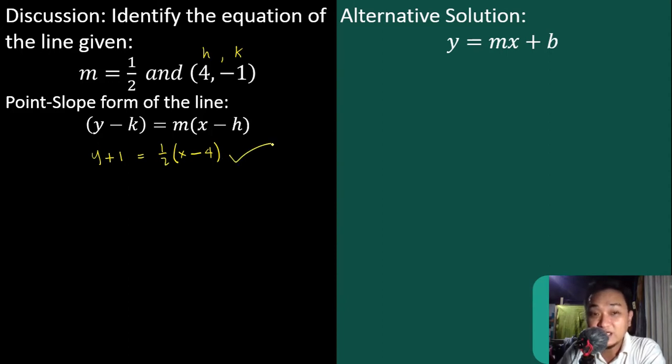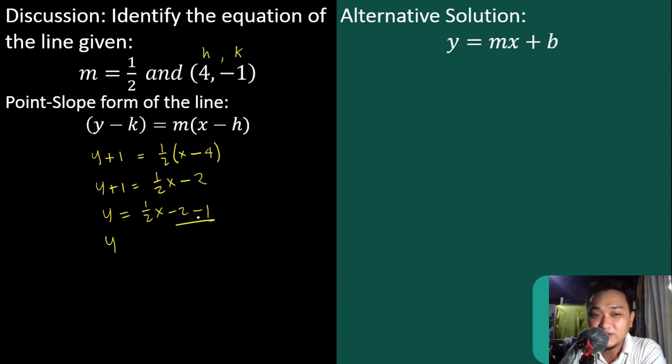Actually, sa totoo lang, ito okay na nga ito eh. It is already an equation of the line. But if we are pretty much curious kung ano itsura niya sa slope intercept form, we can solve this further. So that is y plus 1 is equivalent to 1/2 x minus 4 times 1/2. That is 4 over 2. And 4 divided by 2 is 2. So that is 2. And then transpose positive 1. So we have y is equivalent to 1/2 x minus 2 minus 1.